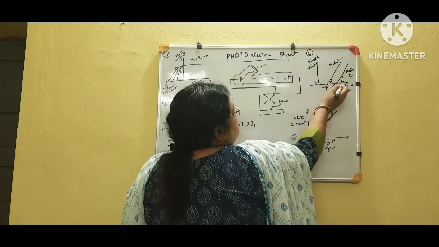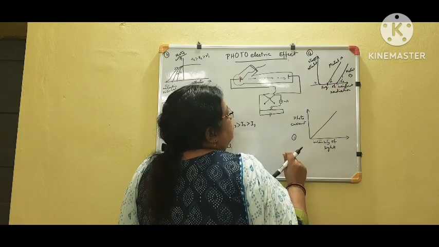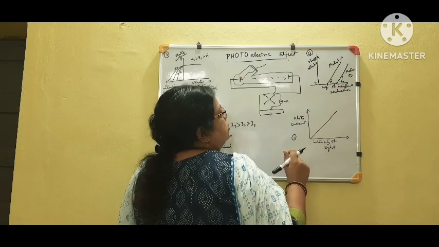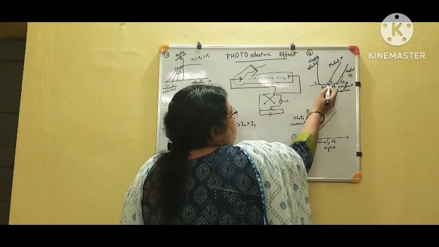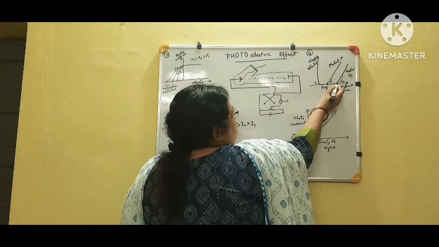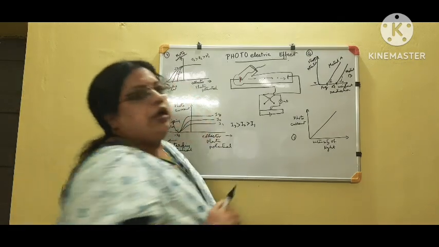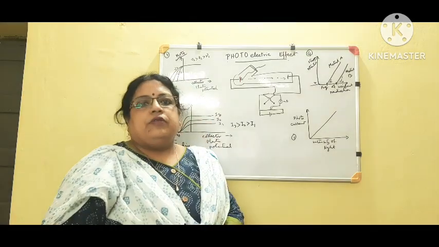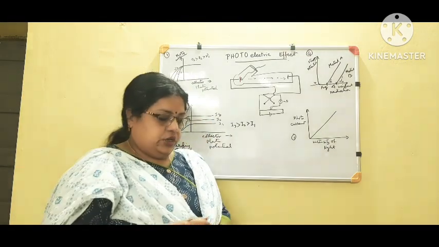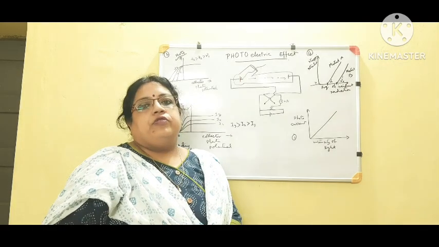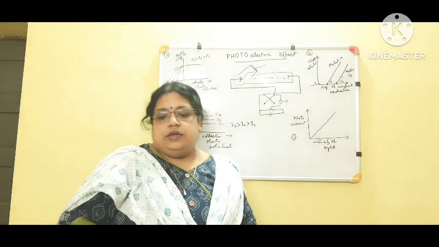You can see the stopping potential versus frequency of incident radiation is different for different metals. That means the stopping potential depends on the frequency of the incident light.